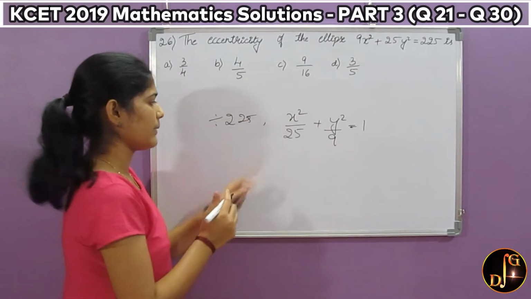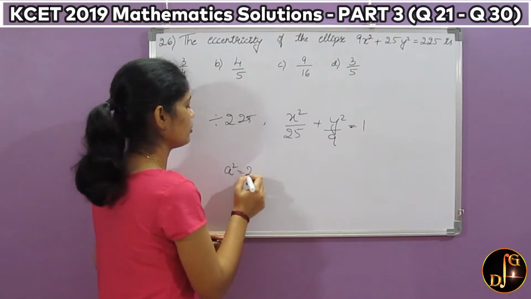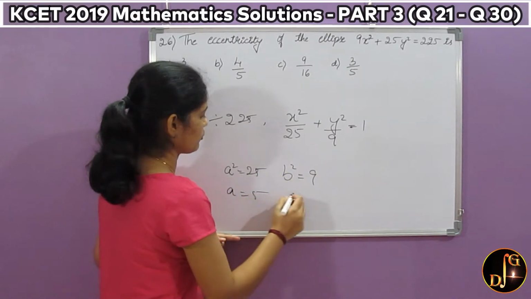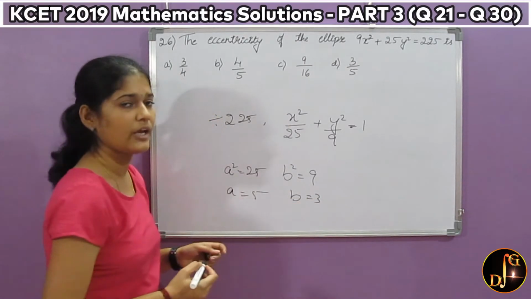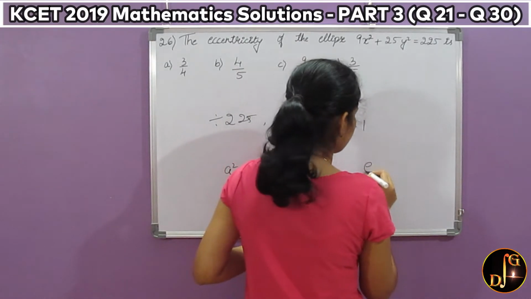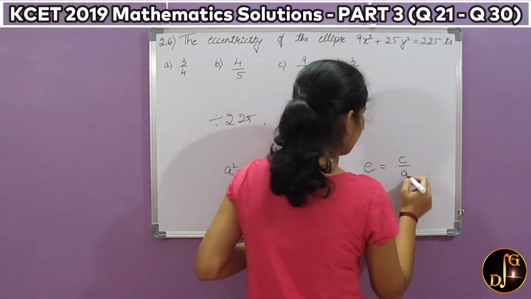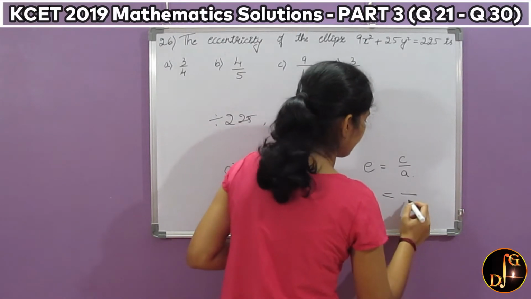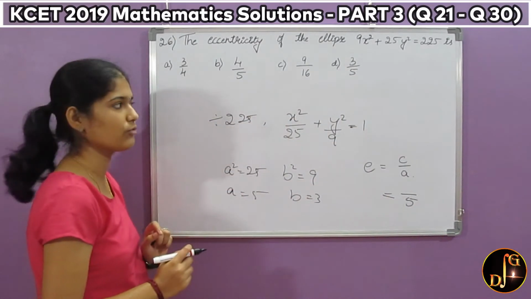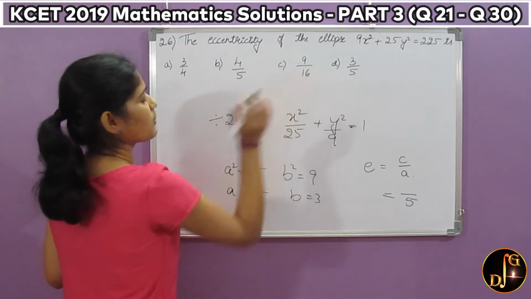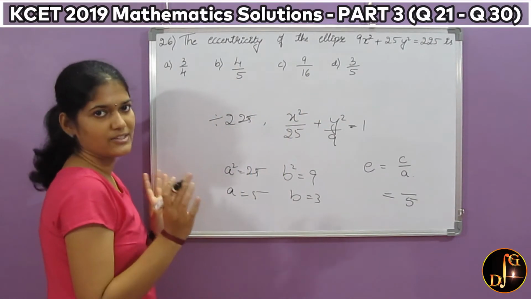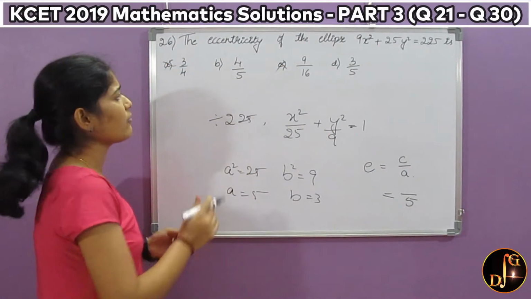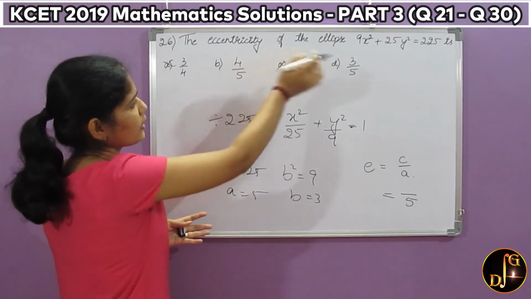Right? That means a square is equal to 25 and b square is equal to 9, which implies a is equal to 5 and b is equal to 3. We know the formula for eccentricity, that is e is equal to c by a. That means we got something divided by 5 because we have a is equal to 5. We have two options with denominator as 5. So clearly we can remove these two options, right? Now we have to see whether it is 4 or 3.